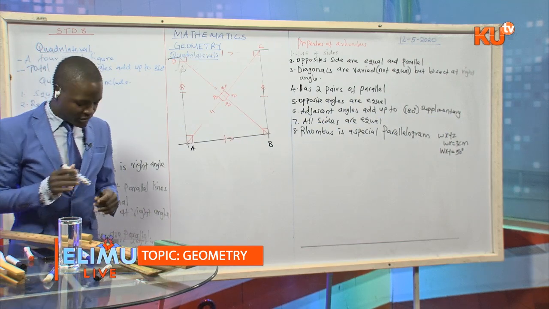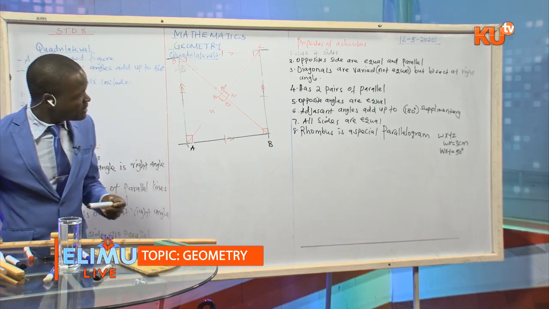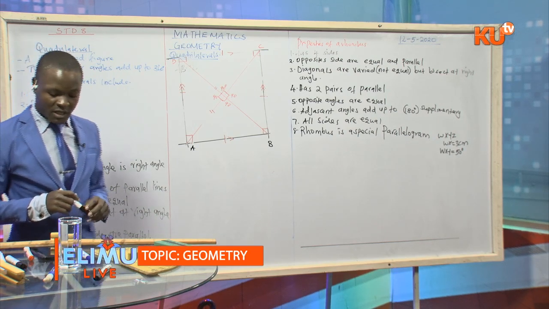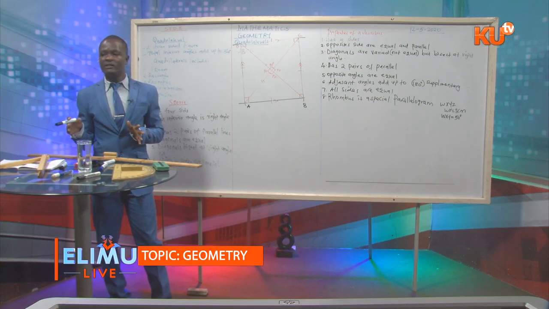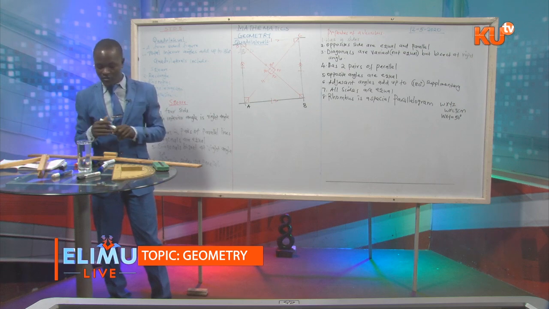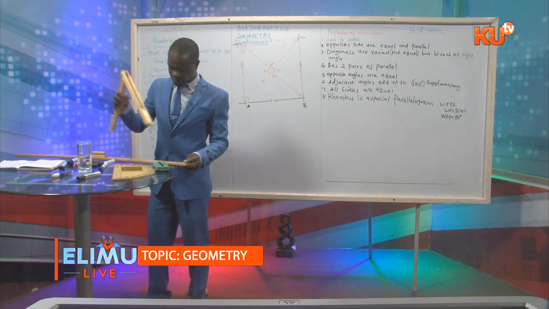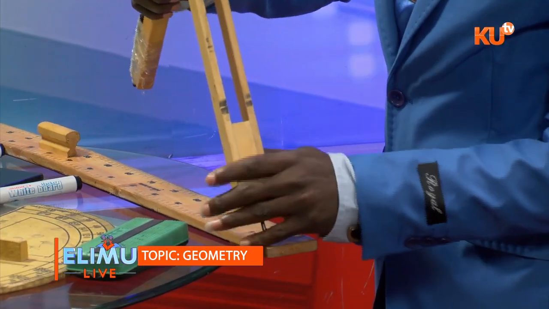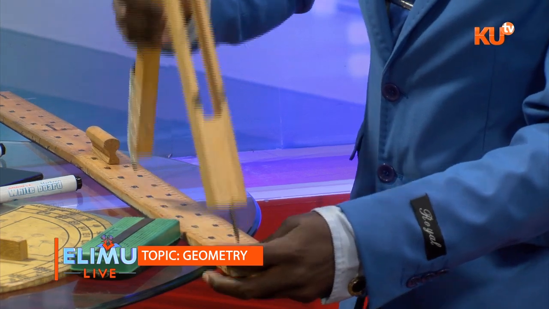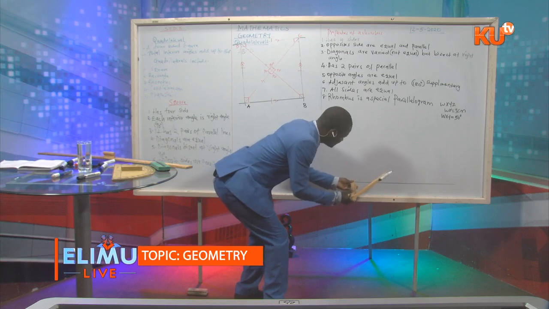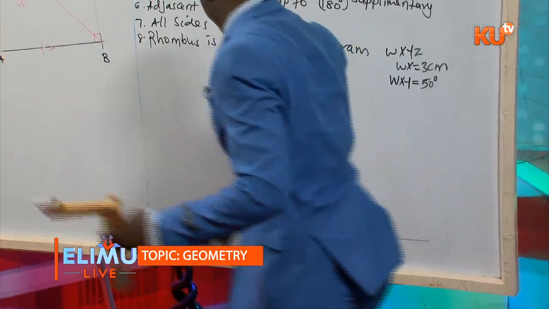Then after that, we are constructing a rhombus WXYZ with side WX 3 centimeter. Now, remember we say that a rhombus has got all sides being equal. So if line WX is 3, that means that the other three remaining sides are also 3 centimeters, because all the sides of a rhombus are equal. So we come here using the compass, then we measure 3 centimeters. Now that 3 centimeters, I stand at any point on the line. I draw an arc on that side. I come back here. I also draw the arc like that.